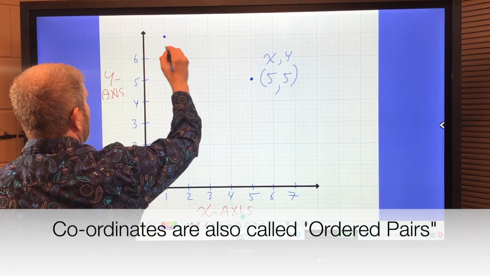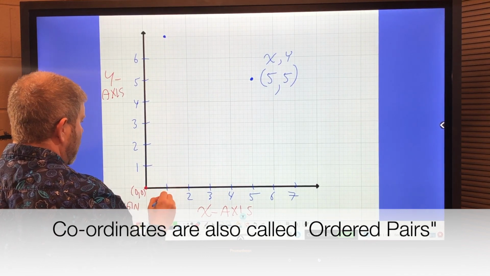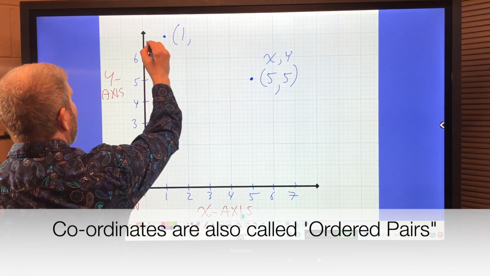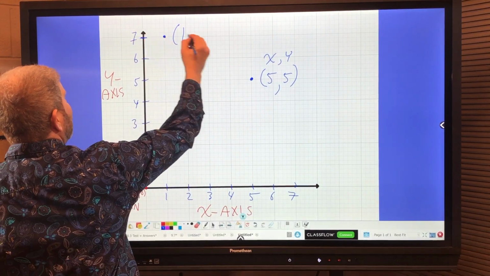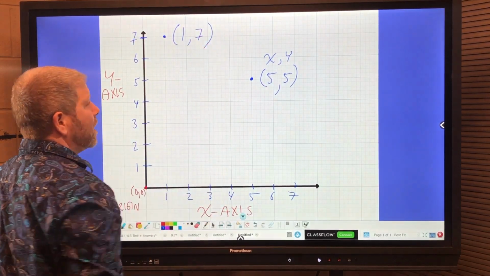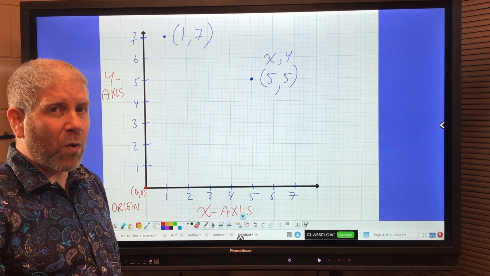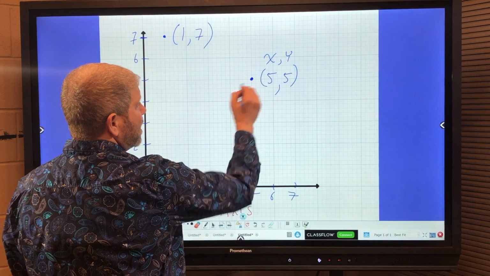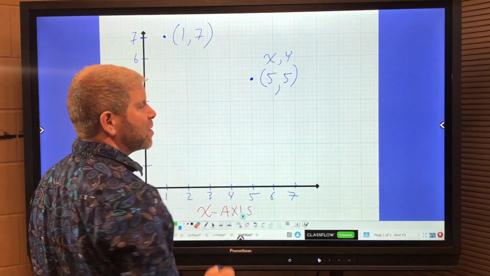What about this one here? Well, this one, if we go down, it hits the 1 on the x, so 1 would be the x-coordinate. And up here, we haven't labeled it yet, it hits the 7 on the y-coordinate. That's basically it for mapping on the coordinate plane or the coordinate grid. Your first term is the x-coordinate, your second term is the y-coordinate.